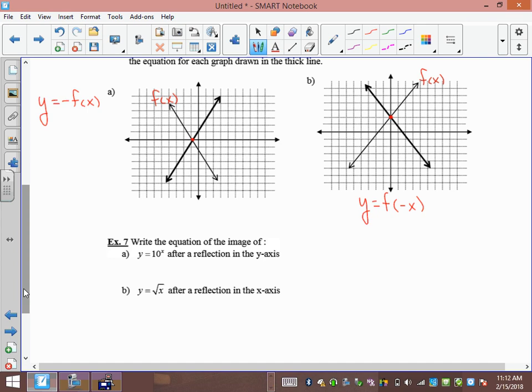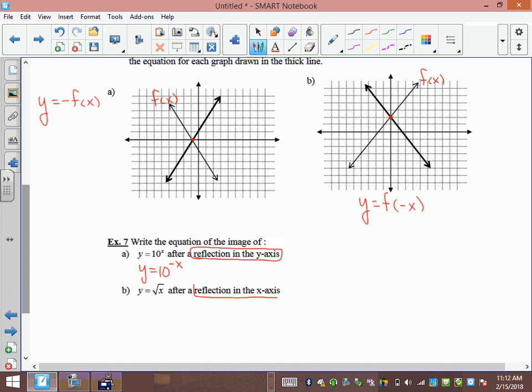Write the equation of the image of y equals 10 to the x after a reflection in the y-axis. If it's a reflection in the y-axis, what variable am I affecting? X, because if it was positive x, it would now be negative. I'm affecting the x, so I have to be with the x. So it's going to be y equals 10 to the negative x.